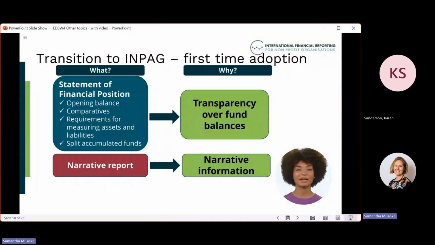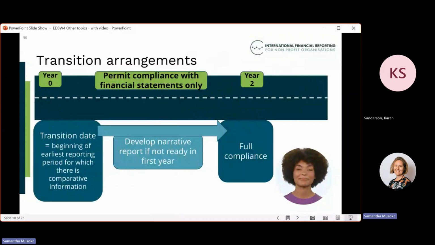The date of transition to INPAG is the beginning of the earliest reporting period for which the NPO provides full comparative information in the financial statements. A transition period is permitted if this allows confirmation of compliance with the requirements to be made only for the financial statements, without the narrative report, for the first 2 years. Narrative reporting requirements must be met within 2 years of the first financial period for which compliance with the financial statements is expressed. Compliance for the financial statements only will not be possible after this point.